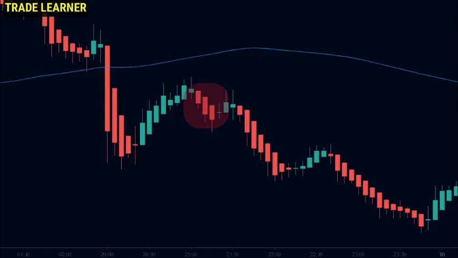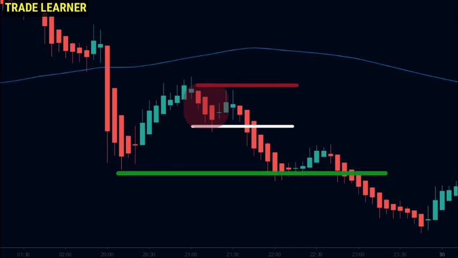After the appearance of these candles, we will sell the stock just below the low of this candle. We will keep our stop loss above the high of these candles. For exits, we can exit at the near resistance or we can exit at the 2:1 risk-reward ratio.